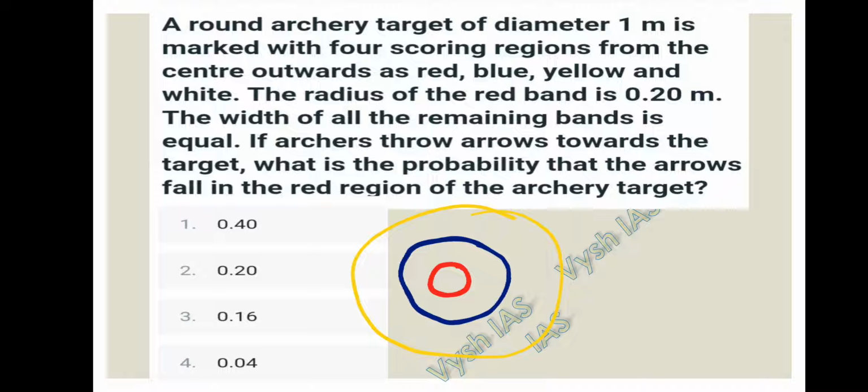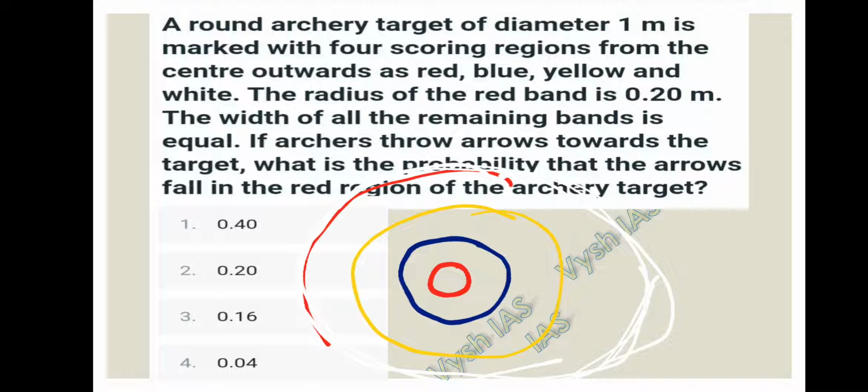Okay, and the last one is the white. It is in this way. Sorry. I hope you are able to see this white one. So the last one is white. Okay, red, blue, yellow and white. Okay, it is in this way.